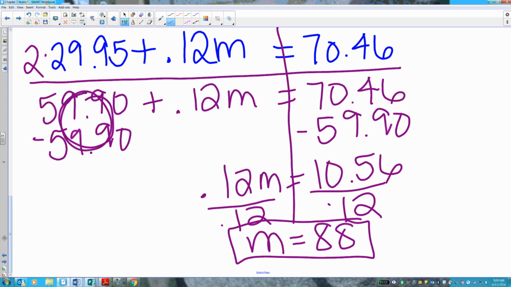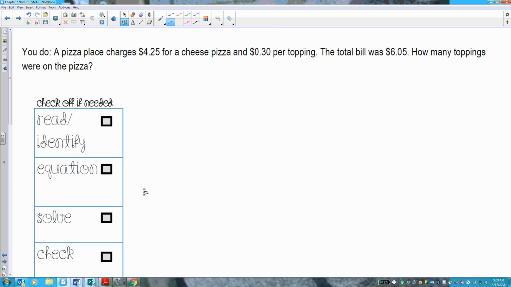All right, let's try one more together on the back. This one's a little bit more realistic for you all because I'm sure y'all eat pizza. So, a pizza place charges $4.25 for a cheese pizza and 30 cents per topping. The total bill was $6.50. How many toppings were on the pizza?